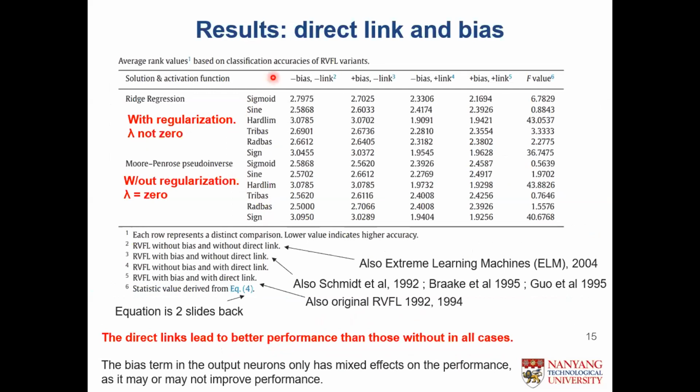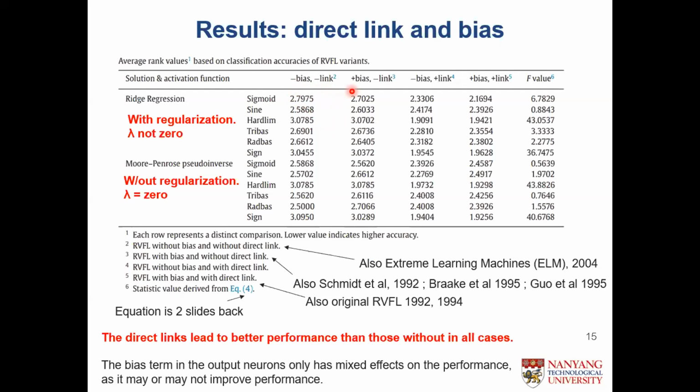So we first looked at the importance of direct links, with direct links and without direct links, and with bias, without bias, and so on. So when you see minus and plus, the minus sign indicates absence, the plus sign indicates presence. And we are doing all this for the single hidden layer implementation.